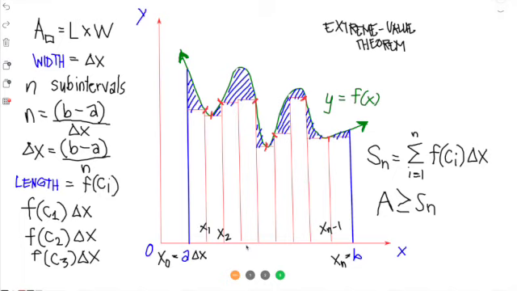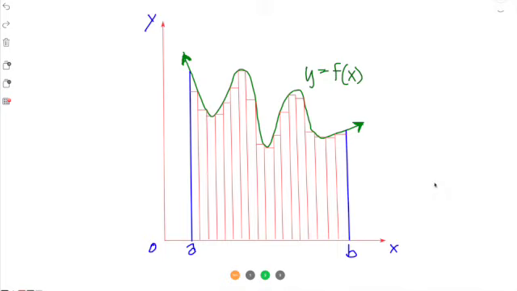So what we need here is for S of n, or the summation of the areas of all the rectangles, to be near A, which is the area under the curve. So what if we increase the number of our subintervals? Let's say we double it. Okay, so for now, we double the number of our subintervals. And what does it look like?